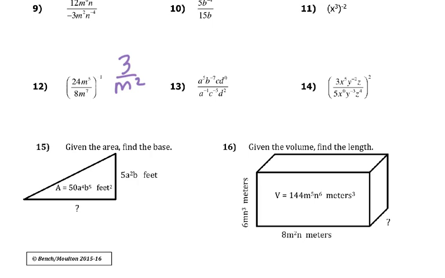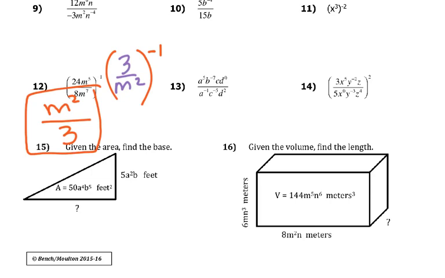Okay, so I still am not done with this problem, but it's inside my parentheses, and now it's to the -1. Since everything in there is to the -1 power, it means everything gets to switch places, m to the 2nd over 3. And that's my final answer.